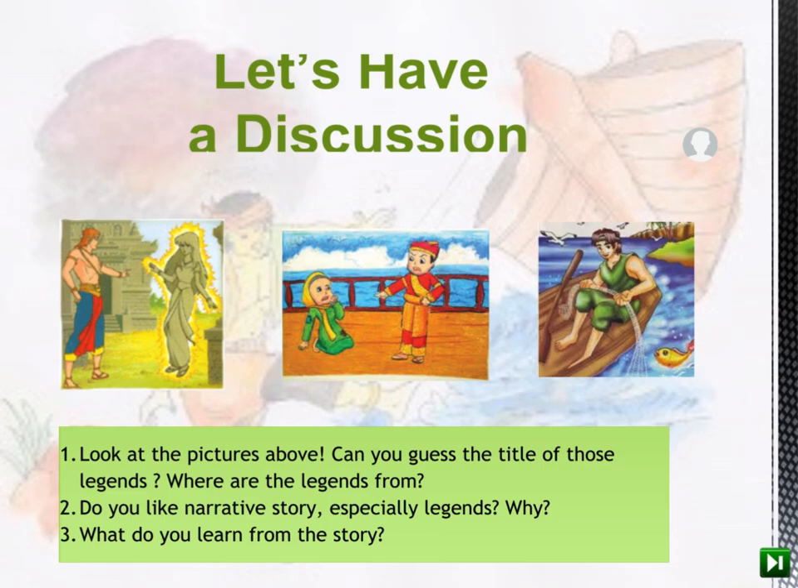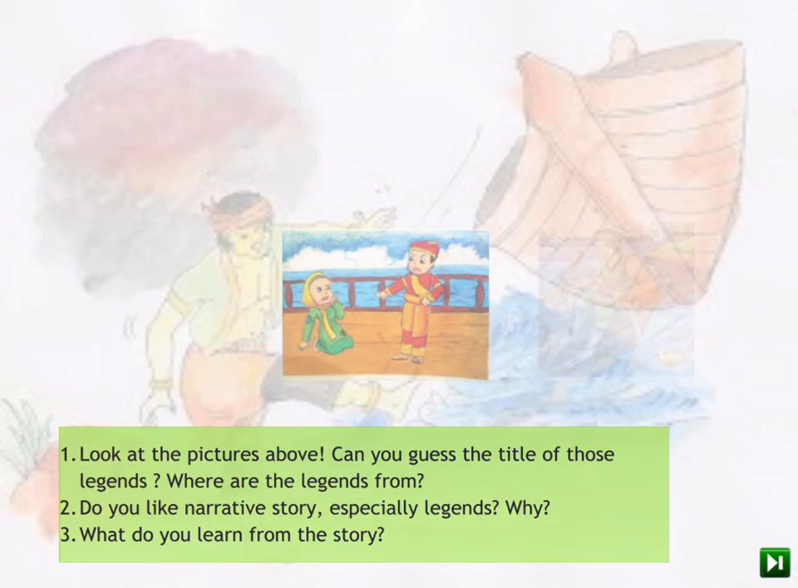What about picture number two? It's quite easy to guess, right? Yes, it's Malin Kundang. How about picture number three? What is it about? Can you guess? You are correct too. It's about Toba Lake or Lake Toba. Now, do you like legends? We are going to study about the legends.